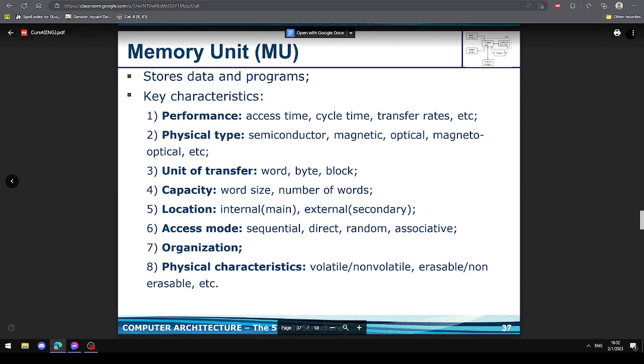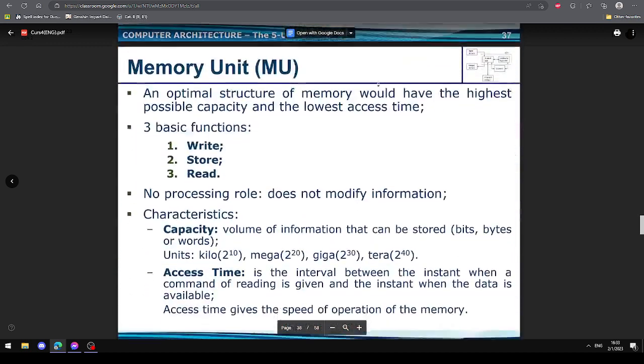Key characteristics: 1. Performance: access time, cycle time, transfer rates. 2. Physical type: semiconductor, magnetic, optical, magneto-optical. 3. Unit of transfer: word, byte, block. 4. Capacity: word size, number of words. 5. Location: internal, external. 6. Access mode: sequential, direct, random, associative. 7. Organization. 8. Physical characteristics: volatile, non-volatile, erasable, non-erasable.